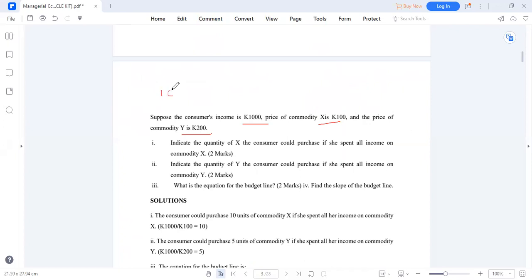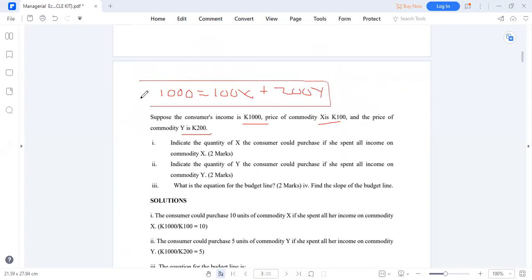Our income equation here will be 1000 equals 100x plus 200y. If we're going to plot this one, it will cut the y at what? 1000 divided by 100, it will cut the x at 10. And it will cut the y at 5.